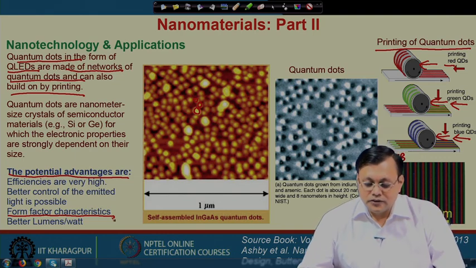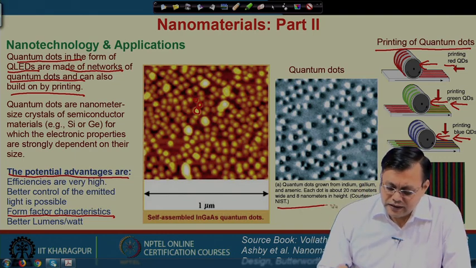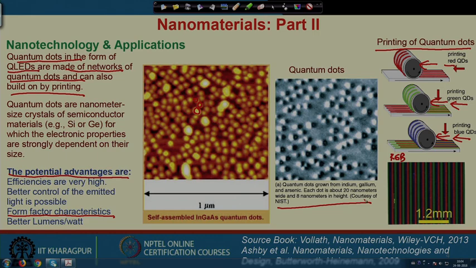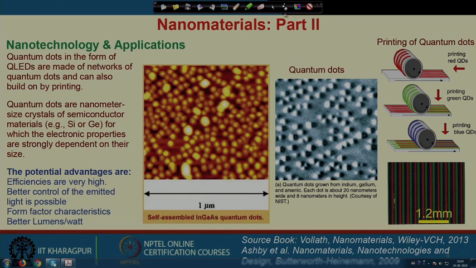Okay. So, here is another set of quantum dots I show you. These are quantum dots grown on indium, gallium and arsenic. Each dot is somewhat in the range of 20 nanometers wide and 8 nanometers in height. So, these are some very important quantum dots and important things.